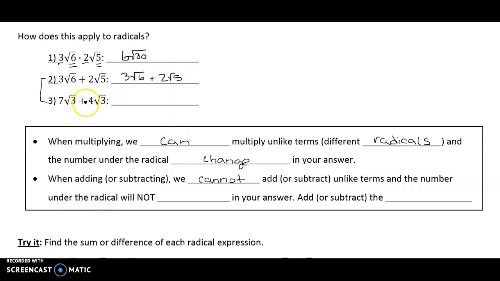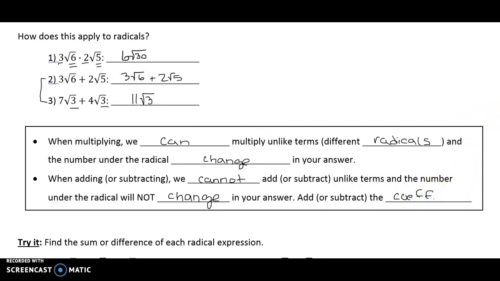So here, when we do have like radicals, notice they're both radical 3's, just like exponents. We're going to add the numbers in front, and our radical is not going to change. This is just something you have to commit to memory. Think of it as I had 7 radical 3's, and I'm adding 4 more radical 3's. How many radical 3's do I have? I have 11. So again, we're just adding the numbers in front, or the coefficients.